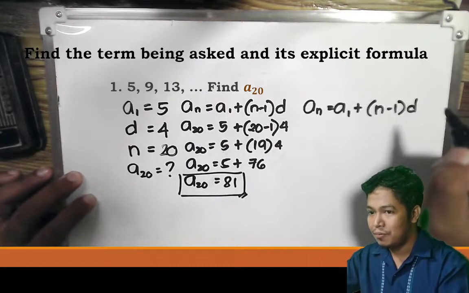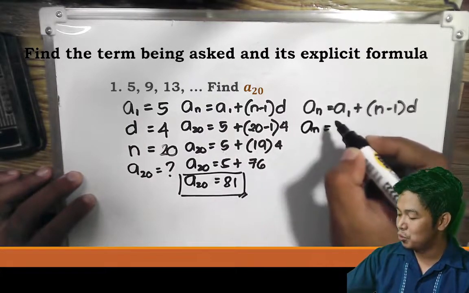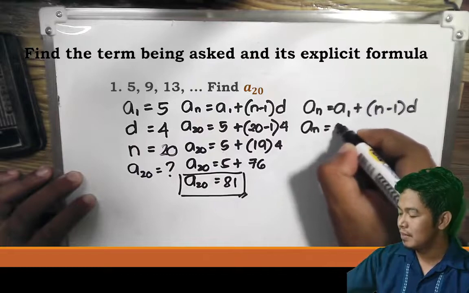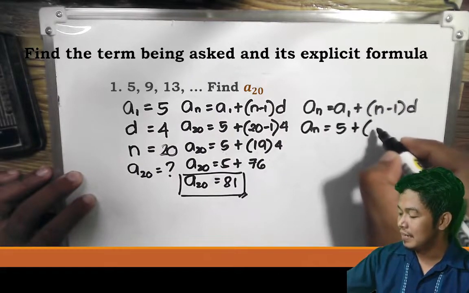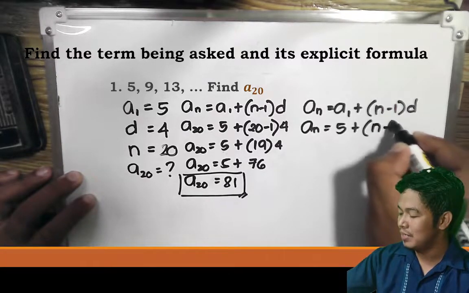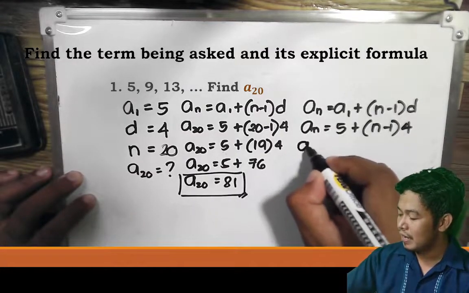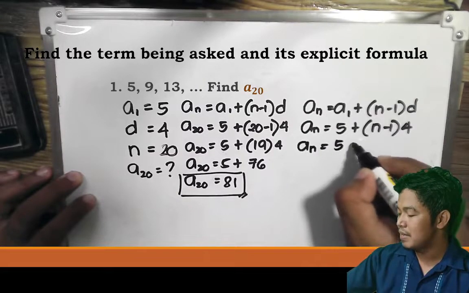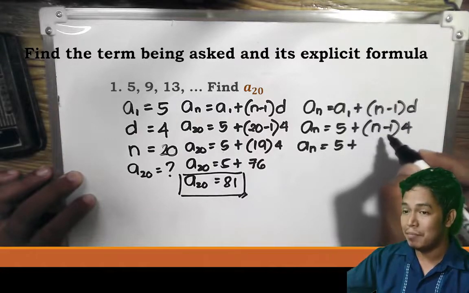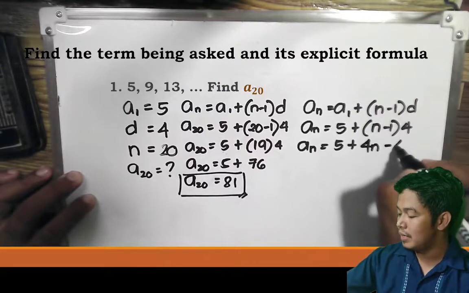Okay? Now, a sub n is equal to, kunin pa rin natin yung ating a sub 1, which is 5, plus, let the number of terms be n, n minus 1, times the common difference ay 4. Let us solve. A sub n is equal to 5 plus, we need to distribute 4 to the binomial n minus 1. So 4 times n is 4n, minus 4 times 1 is 4.